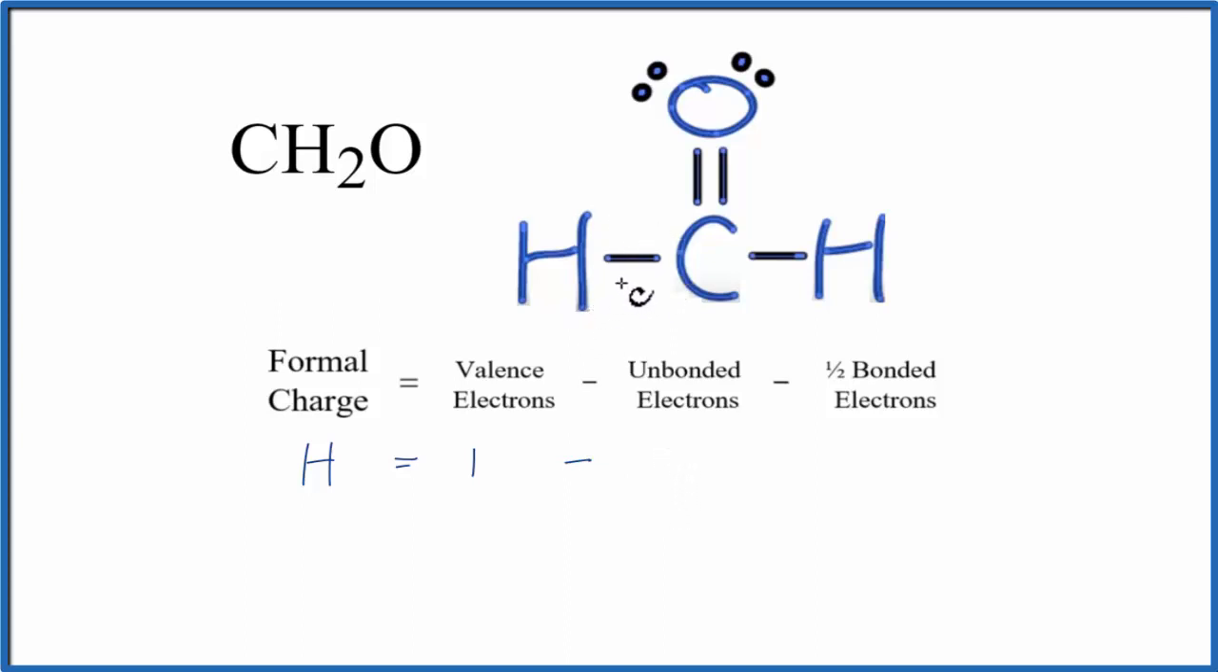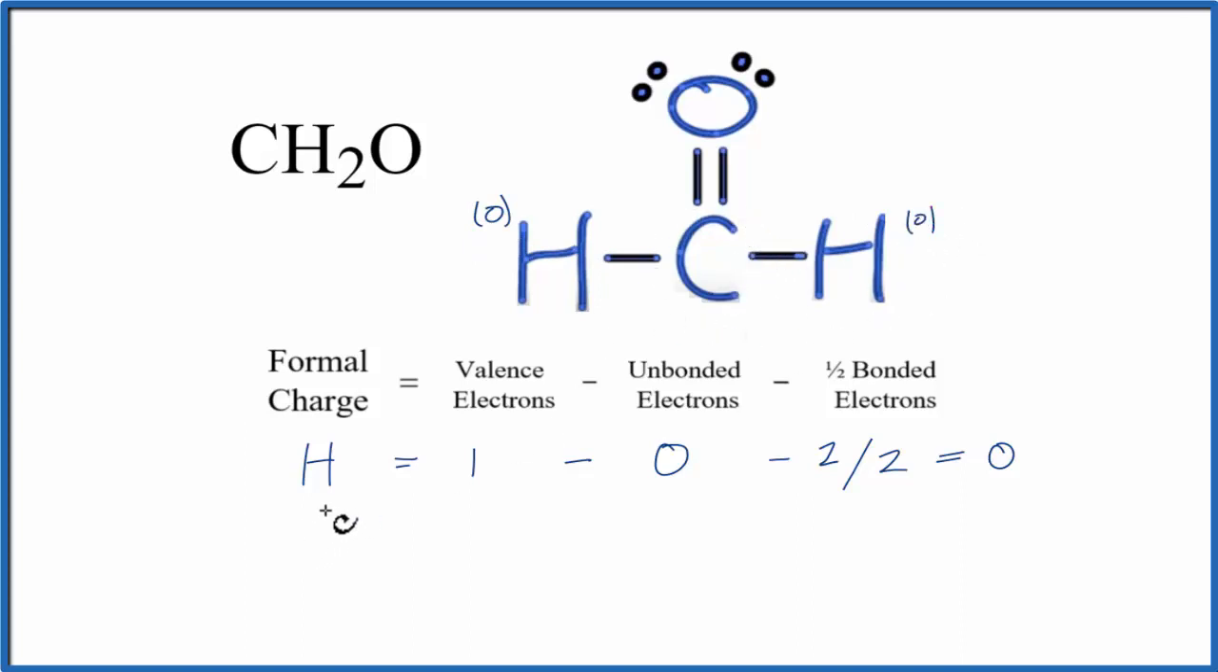All of the electrons around hydrogen, they're involved in the chemical bond between the hydrogen and the carbon. So we don't have any unbonded electrons. Then we'll subtract 1/2 of the bonded electrons. These are the electrons here involved in the chemical bond between the hydrogen and the carbon. This line here represents a pair of valence electrons, so we have 2 of those there. 1 minus 0 minus 1, that's 0. So the formal charge on the hydrogen, that's 0. And since this hydrogen's identical, it's also 0.